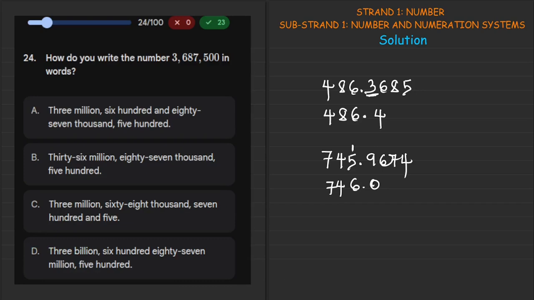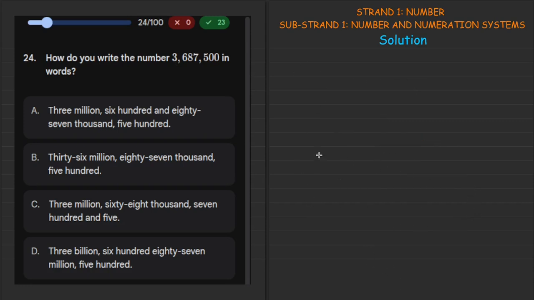Question number 24 says, how do you write the number in words? We know when it comes to writing numbers in words, you check the place value. So this digit is in the millions. And how many millions do we have? We have 3 millions. These are thousands, and they are actually hundreds of thousands.